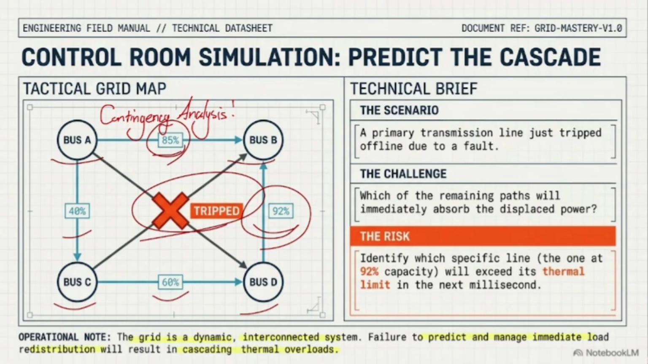So again, the scenario here is that the primary transmission line just tripped offline because of a fault, and the challenge is which of the remaining lines will immediately absorb this displaced power. The risk is to identify which specific line, for example the one at 92%, will exceed its thermal limit. If it exceeds the thermal limit, we have to stop it, rather than damage the cable and any component connected to that cable.